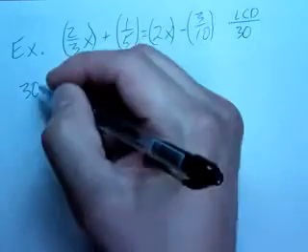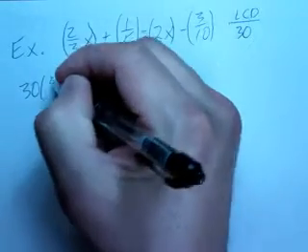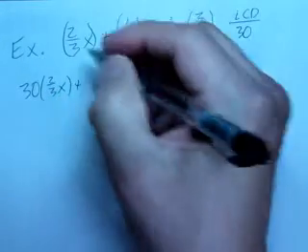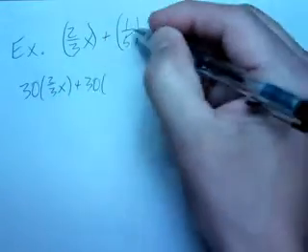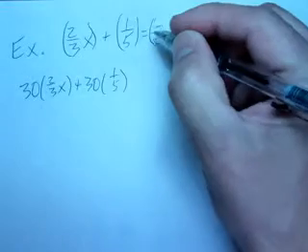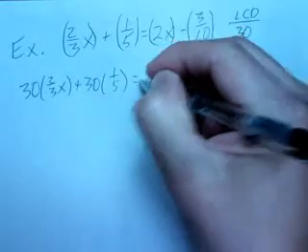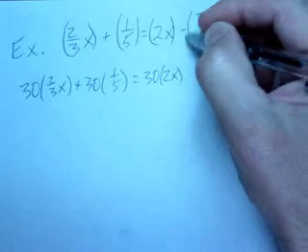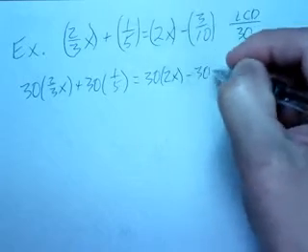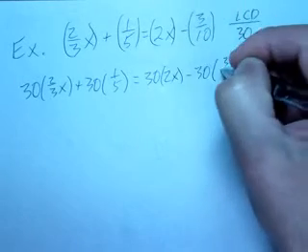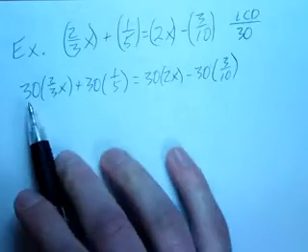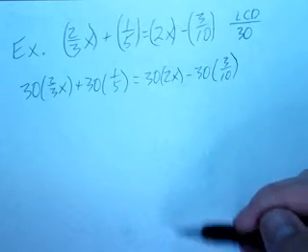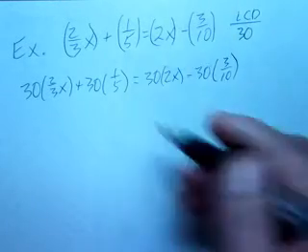Watch how this works. 30 times the first term of 2/3 x, copy the next operation, plus 30 times the next term of 1/5, copy the next symbol, equals 30 times the next term of 2x, copy the operation, and then 30 times the last term of 3/10. Yes, we're multiplying through, but we do this so we can divide first. Watch what happens when we divide first.